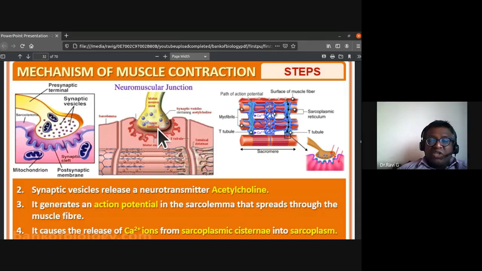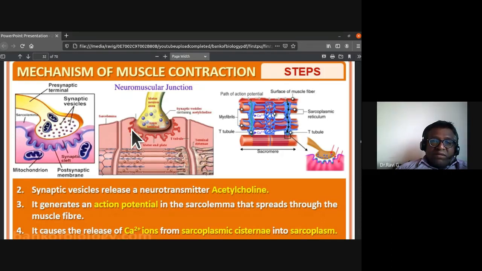So the junction between the muscle and the neuron is the neuromuscular junction. These are the synaptic vesicles which release the neurotransmitter acetylcholine. Acetylcholine generates an action potential in the sarcolemma, the plasma membrane of the muscle, and this is the enlarged part of it. The action potential spreads through the muscle fiber.